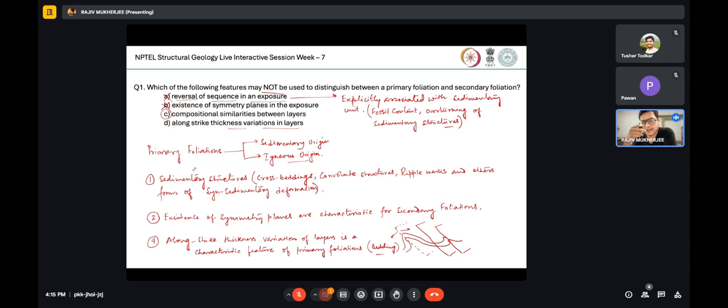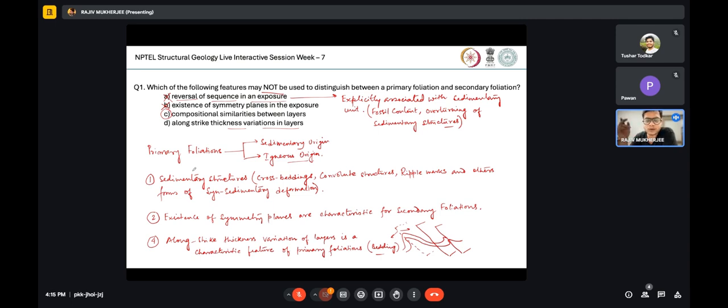So now the option C remains, that we will be looking for the compositional similarities between layers. So you see, this is a contradictory statement because for identifying primary foliation, we mostly go for the first observation, whether there is an existence of sedimentary structures, and then we look for the compositional contrast between layers. We see bandings, alternate dark and light color bandings. We observe that, and from that lithological contrast, we determine that okay, this is a primary foliation, and based on that, we also determine the secondary foliation.